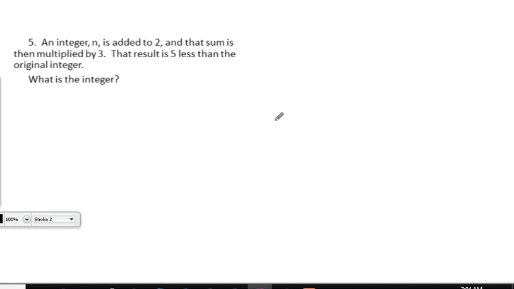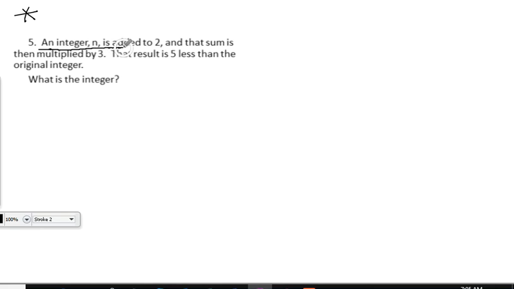Okay, last one. An integer n is added to 2, and that sum is then multiplied by 3. That result is 5 less than the original integer. What is the integer? Please pay careful attention to this one. I know there's one really, really similar to this on your final block test. Okay, so let's take this one step at a time.